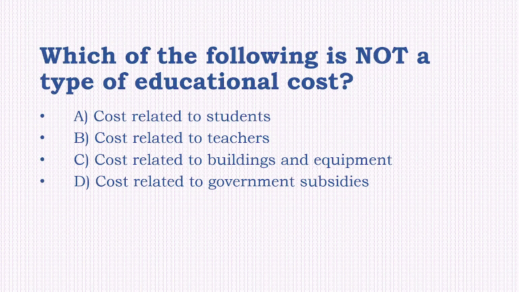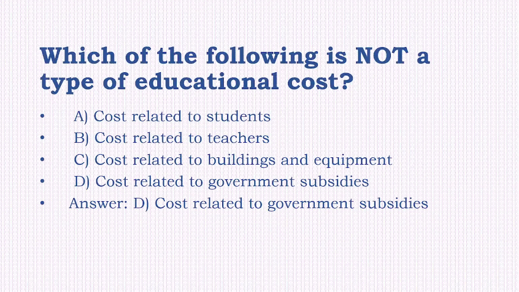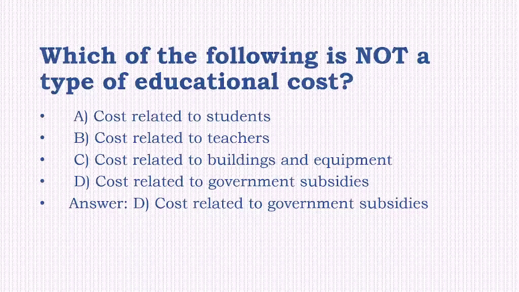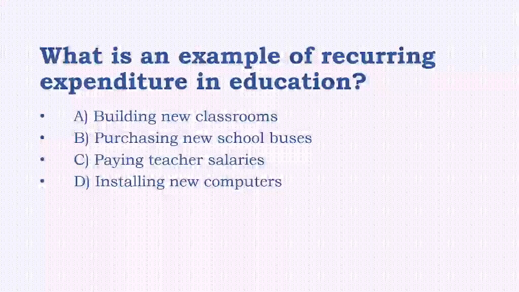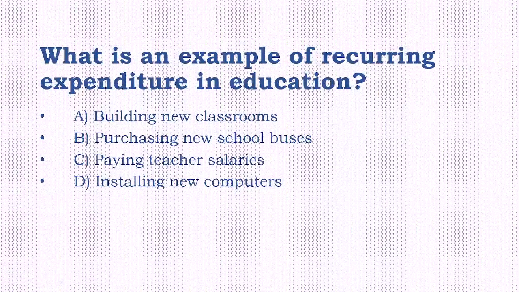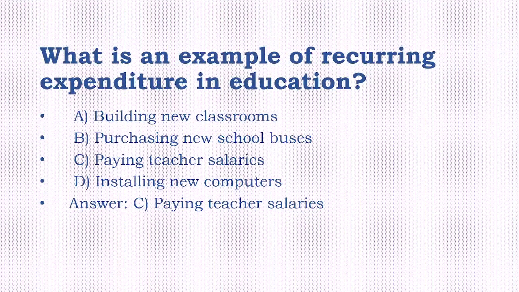Next, which of the following is not a type of educational cost? Options: cost related to students, cost related to teachers, cost related to buildings and equipment, cost related to government subsidies. Answer of this question is option D, that is cost related to government subsidies. Next, what is an example of recurring expenditure in education? Options: building new classrooms, purchasing new school buses, paying teacher salaries, installing new computers. Answer of this question is option C, that is paying teacher salaries.